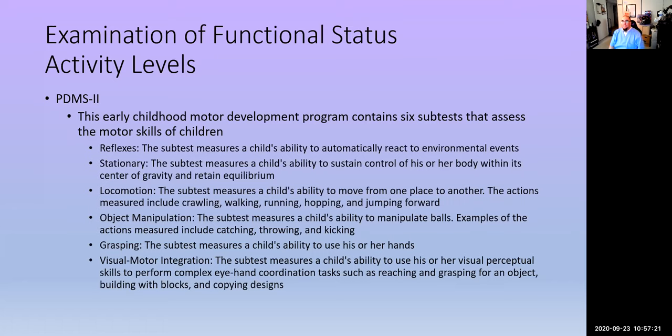Locomotion. It measures the ability for the child to move from one place to another. We will measure it in different stages: crawling, walking, running, hopping, and jumping forward. We'll measure hopping and jumping based upon one foot or two feet. Object manipulation, the ability to manipulate balls, including large balls, small balls, catching, kicking, throwing, one-handed catching, one-footed kicking.